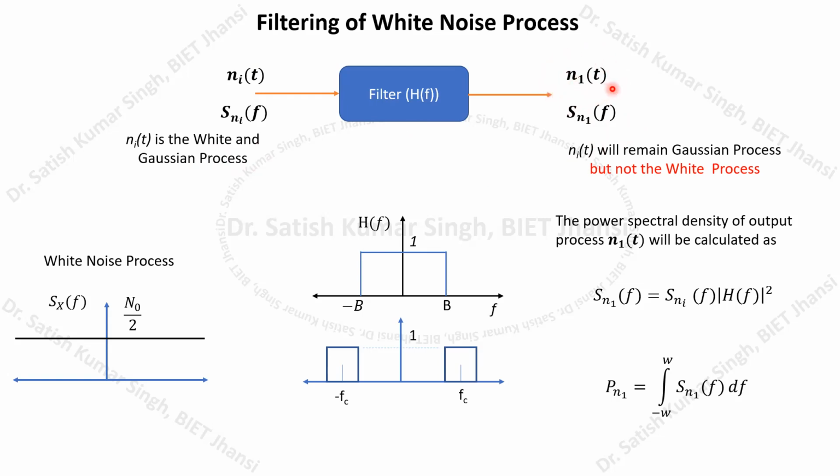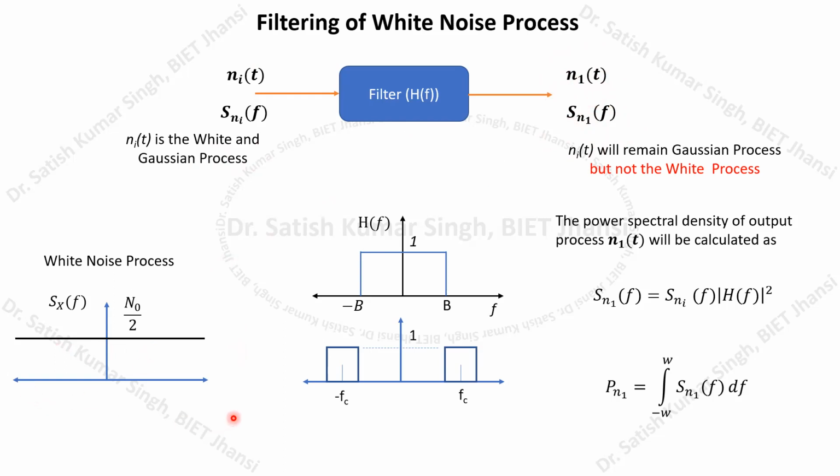The meaning is that its probability density function will have the Gaussian curve, but it will no more be a white noise process. So we are saying it is no more a white process, meaning it does not have a power spectral density function which is a flat spectrum extending from minus infinity to infinity.